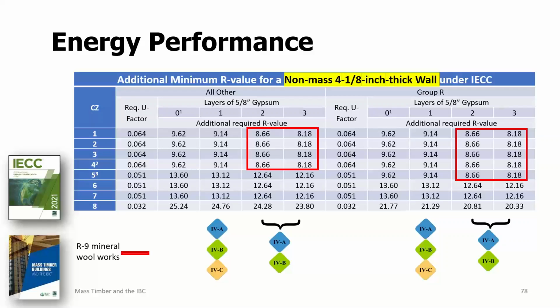But if you're a non-mass wall of 3, which is much more common, I think, then you're going to have a much smaller area where R9 works, and that's shown by the smaller squares in this. So in this case, you can only go up to climate zone 4. Next slide.